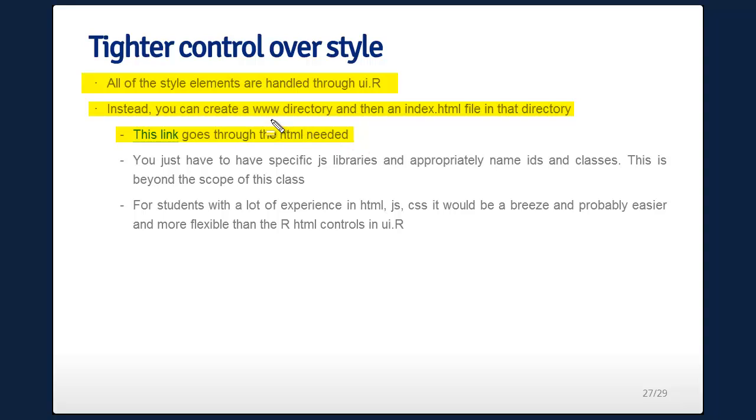What you have to do is just get rid of your UI.R function and create a directory called www, and in that directory have a file called index.html. And then when you go to this link, it'll show you basically how you have to have the inputs labeled in a specific way, and then Shiny will recognize them. And so you just have to have specific JavaScript libraries installed and appropriately named IDs and classes.